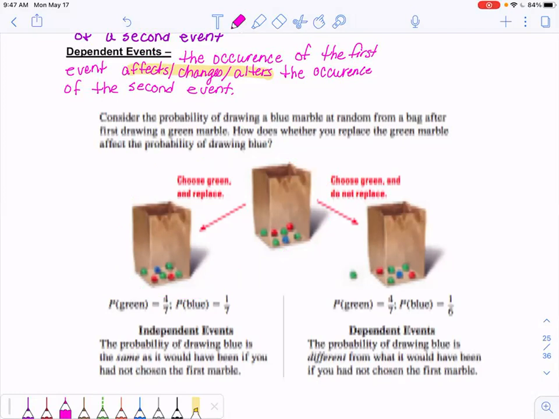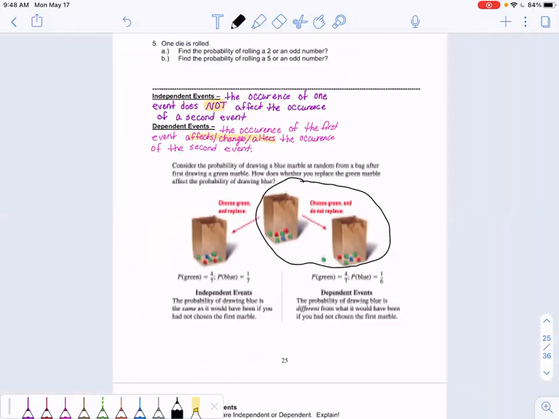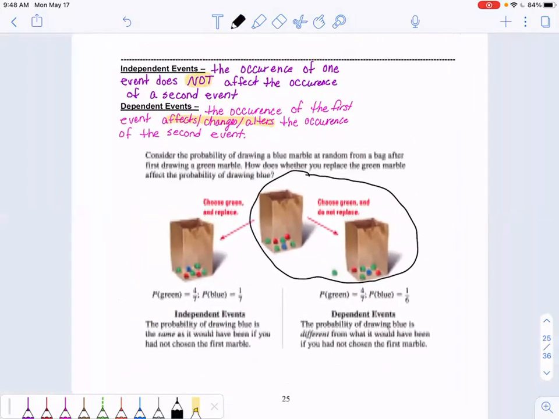On the right side of the diagram, this is the one that's dependent. So I choose a green marble, but instead of putting it back in the bag, I'm keeping it out and I'm placing it on the side of the bag. So when I go to choose a blue marble, now I have 6 marbles in the bag left instead of having all of the marbles in the bag. So that's called a dependent event because the number in the bag has changed. So that's the difference between a dependent event and an independent event.